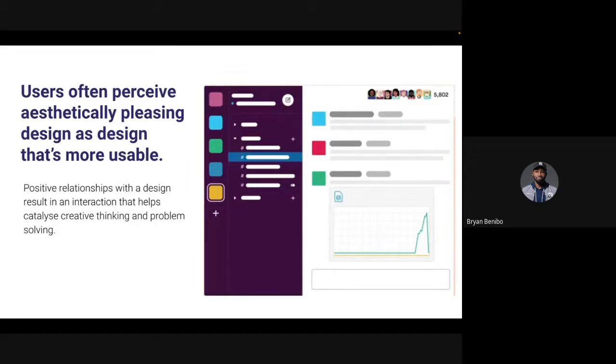You just have to follow these rules, and once you follow these rules, you'll be fine with your normal design skills. Yeah, right. So the first one, which is my favorite, says users often perceive aesthetically pleasing design as design that is more usable. So I give an example here as Slack. Now, what does this mean?